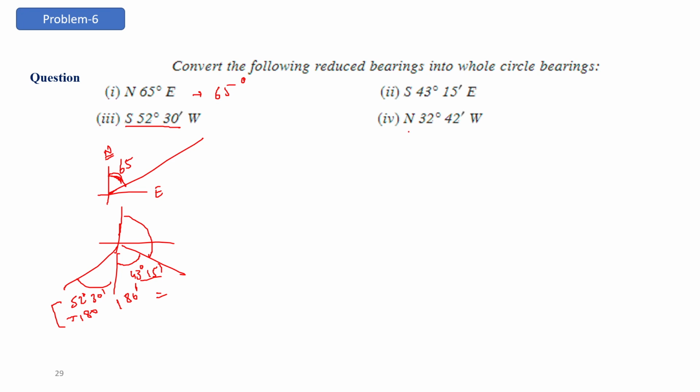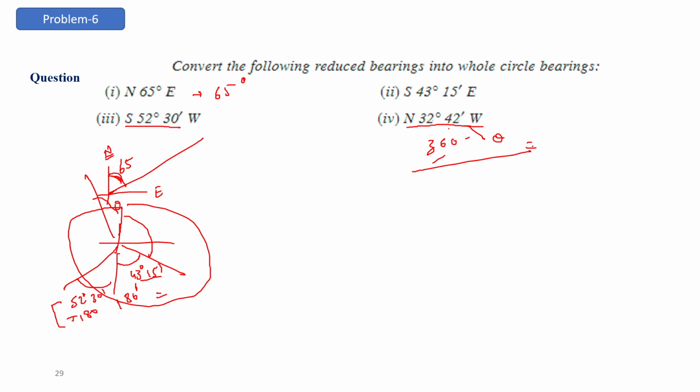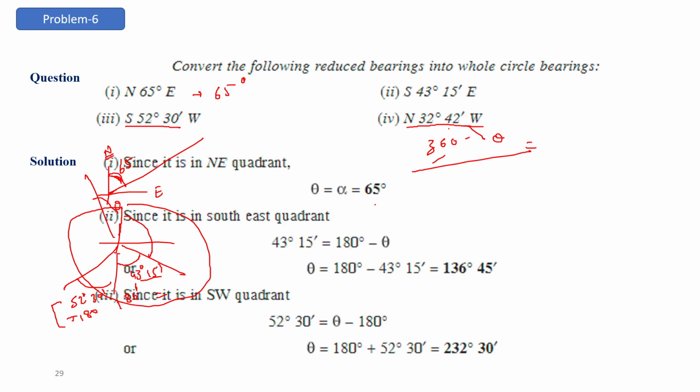Okay, fine. The fourth angle is north 32 degree 42 minutes towards west. Ultimately we have to subtract this angle, that means 360 minus this angle theta, and we will get the answer. So these are our answers. The answer of the first is 65. The answer of the second is 180 minus 43.